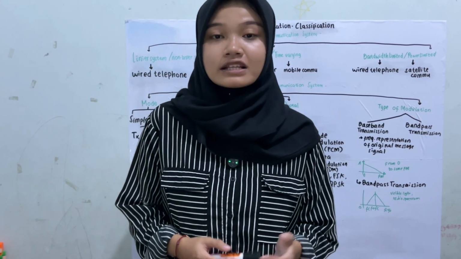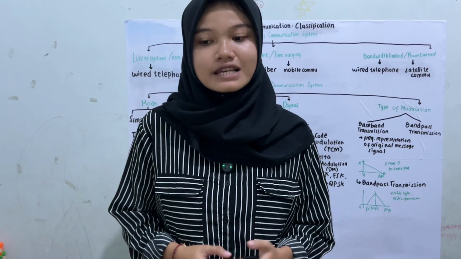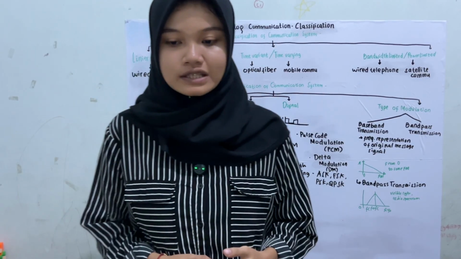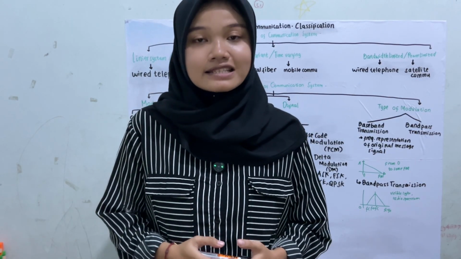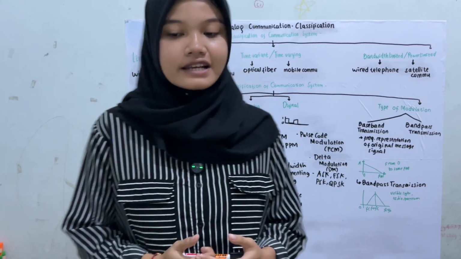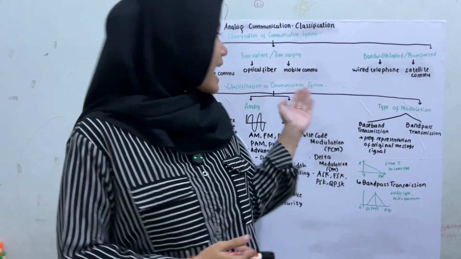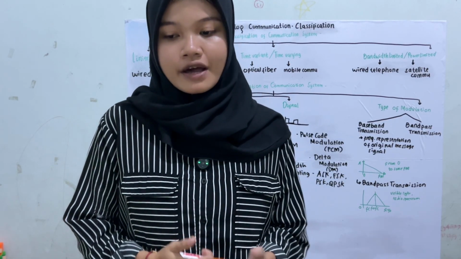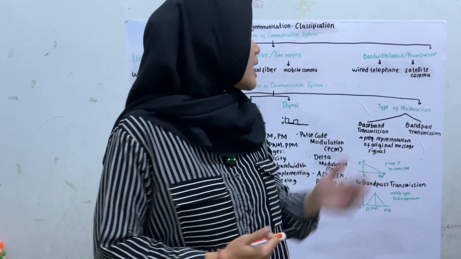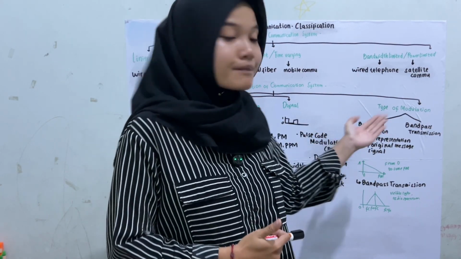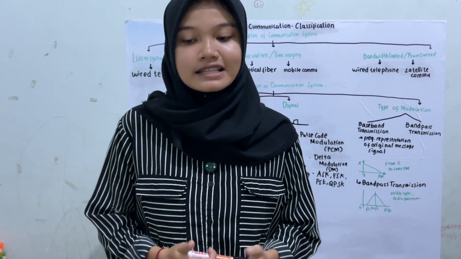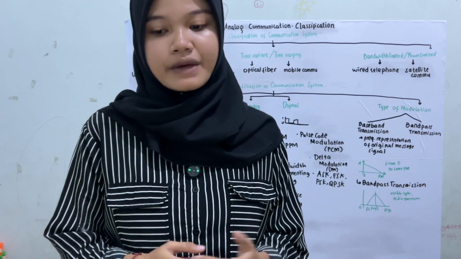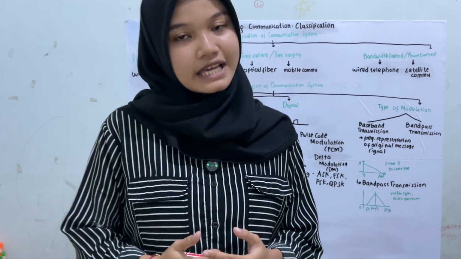Second, based on the transmission mode, communication systems can operate in simplex, half-duplex, and full-duplex mode. Third, based on the signal type, communication systems are divided into analog communication and digital communication. Finally, based on the transmission type, communication systems use either baseband transmission or bandpass transmission. Understanding this classification provides a strong foundation for learning more advanced topics in analog and digital communication.